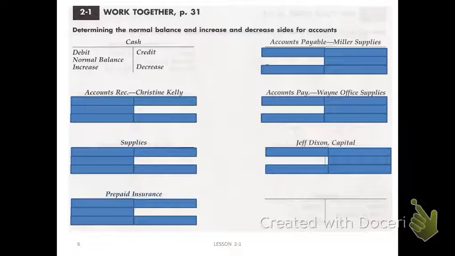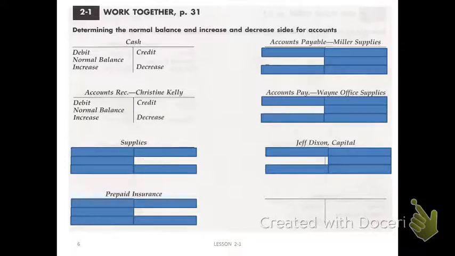Next, we have accounts receivable for Christine Kelly, another asset. So we first have to label our debit and credit side. So debits again on the left, credits are on the right. So we have to label our normal balance side. Normal balance side represents the increase side to an asset account. So that would be on the debit. And the decrease, which would be the opposite side of the normal balance, that would be on the credit side. So accounts receivable would increase as debits, they would decrease as credits.